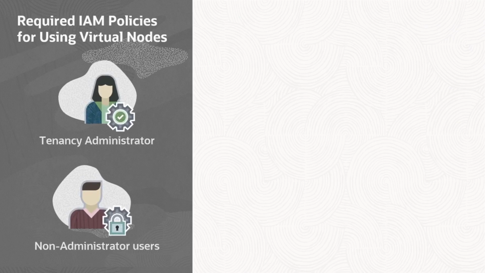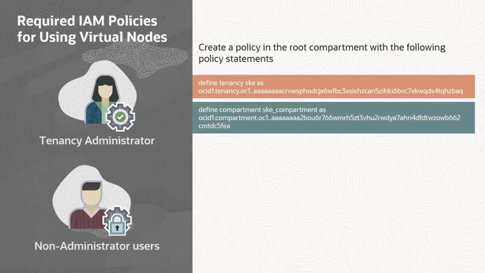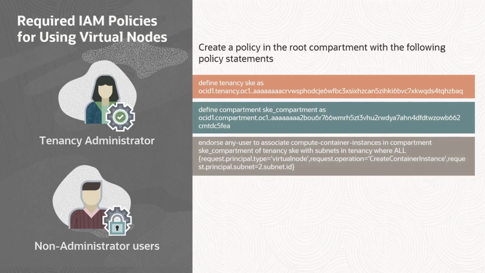Before you can use virtual nodes, you always have to set up at least one IAM policy, which is required in all circumstances by both tenancy administrators and non-administrator users. This basically means that to create and use clusters with virtual nodes and virtual node pools, you must endorse Container Engine for Kubernetes Service to allow virtual nodes to create container instances in the Container Engine for Kubernetes Service tenancy with a VNIC connected to a subnet of a VCN in your tenancy.